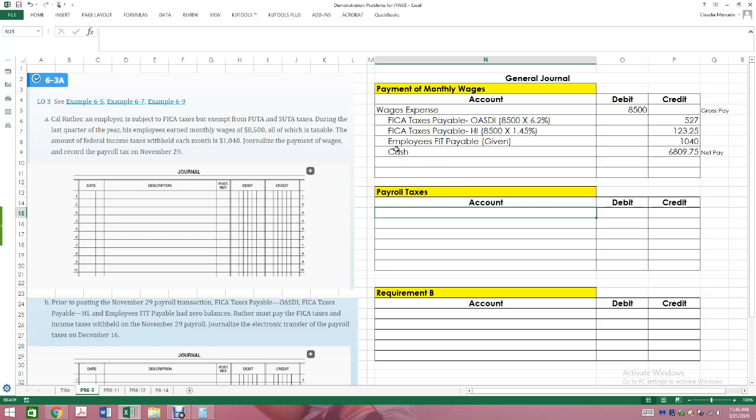And then last but not least, we have to pay our employees. How do you pay your employees? You pay them with cash. And you figure out how much cash you're going to pay them by getting your gross pay minus the deductions, and that will give you your net pay.